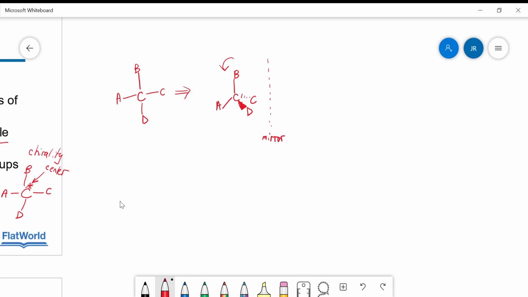Let's draw the mirror image. So we would have carbon. We'd definitely have the B going straight up. We'd have the A coming out. And then we'd have the wedge going towards the mirror, or at least the reflection of the wedge, D. So that would be a mirror image. So what we now have are two chemicals that are mirror images.